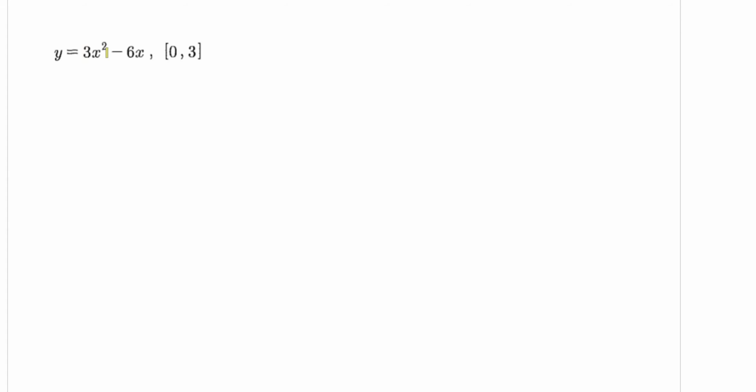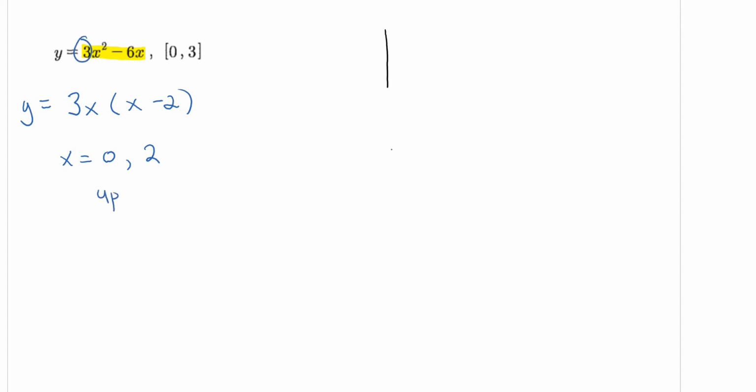Now for the next one, I have another quadratic here. Let's go ahead and factor out a 3x. So if I factor out a 3x, I would get x minus 2. So 3x times x minus 2. And I know my zeros are going to be at 0 and at 2. And this is going to open up because we have a positive leading coefficient.